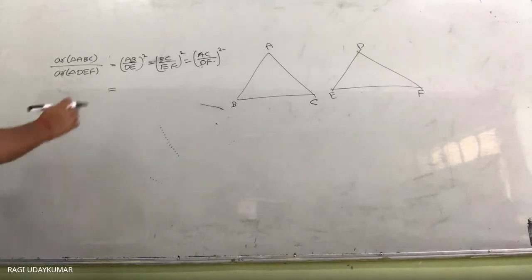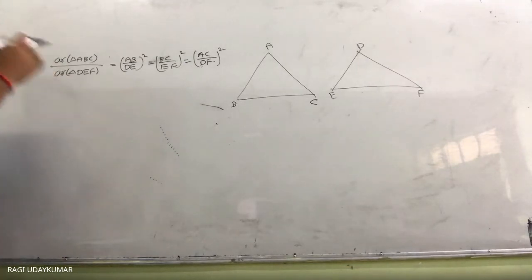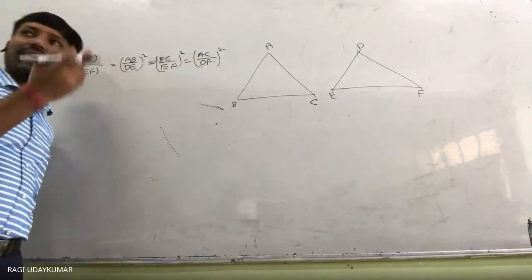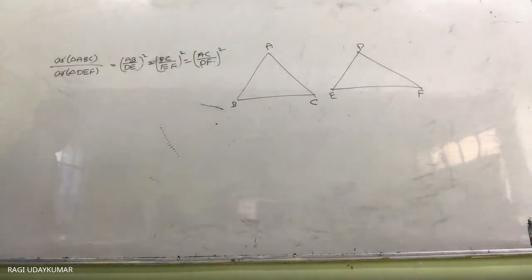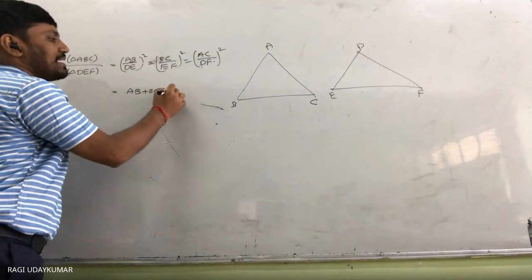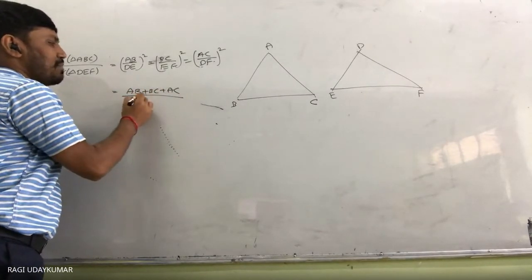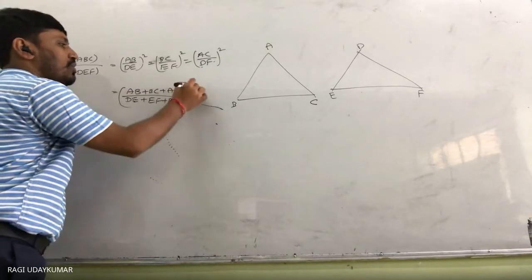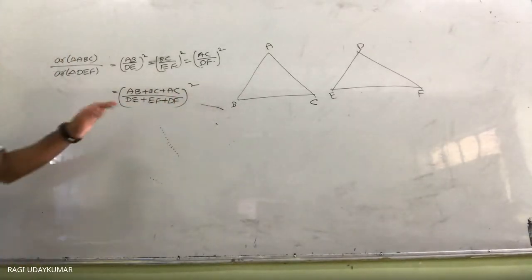So normally whenever you are taking AB by DE whole square, BC by EF whole square, AC by DF whole square, any one square you can take into consideration. And this will be equal to AB plus BC plus AC by DE plus EF plus DF whole square also. This has to be proved.